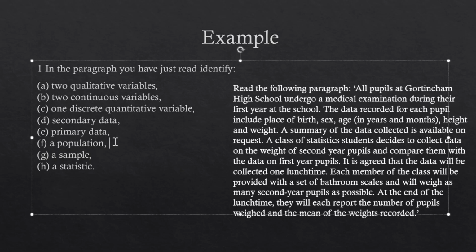F, the population. The population would be the weight of all the second year students, all right? And G would be the weight of those second year pupils who were weighed. And the statistic would be the mean weight of the sample of the pupils. So a statistic essentially is from the sample and parameters are for the population.